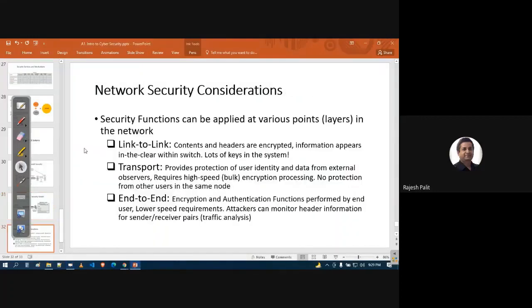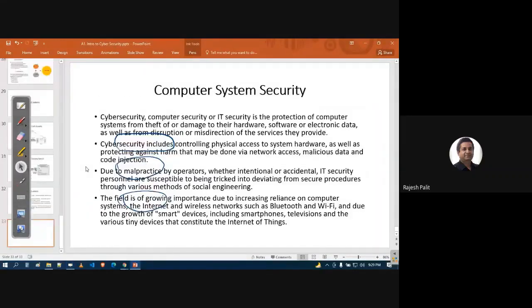Now security considerations. Security can be applied in the link layer, at the transport layer, or in the application layer. Encryption and authentication functions are performed by the end users. Lower speed requirement, but the attacker can monitor header information for sender-receiver pairs. So security functions can be implemented or applied at various layers.